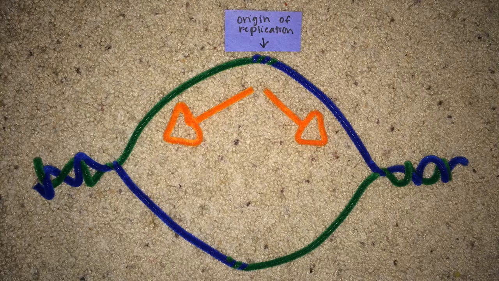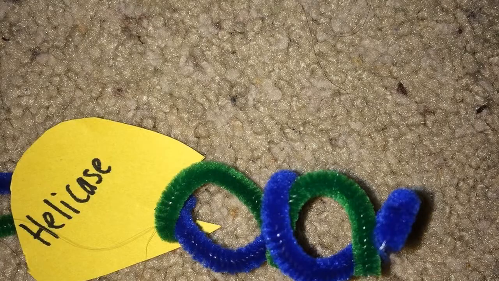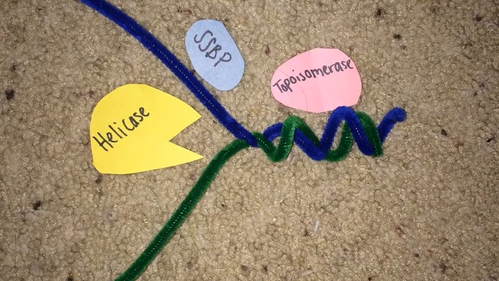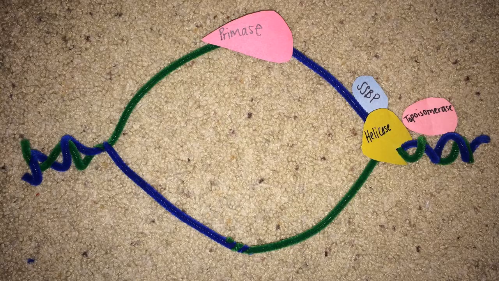Helicase is the enzyme that separates the DNA molecule into two separate complementary strands, breaking the hydrogen bonds between the nitrogenous bases. The single-strand binding protein keeps the strands from bonding back together, while topoisomerase relieves tension in the chromatin. Primase lays down a temporary primer so nucleotides can bind to a free 3' carbon.